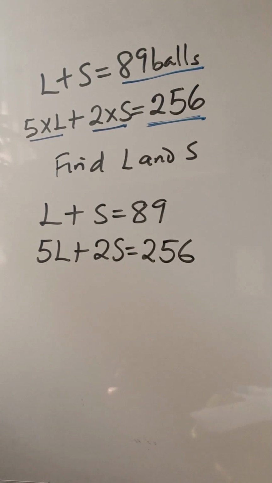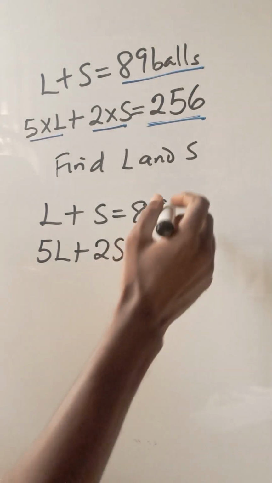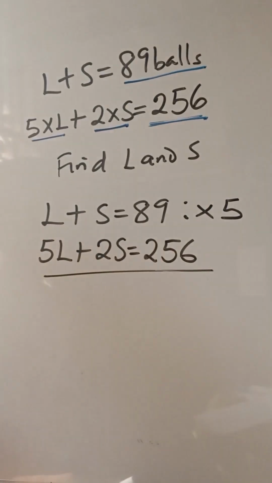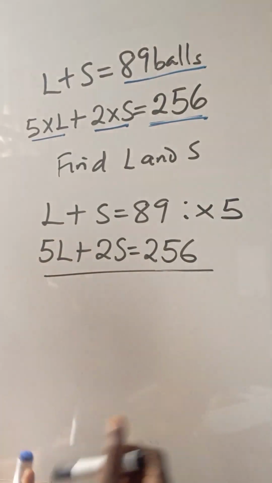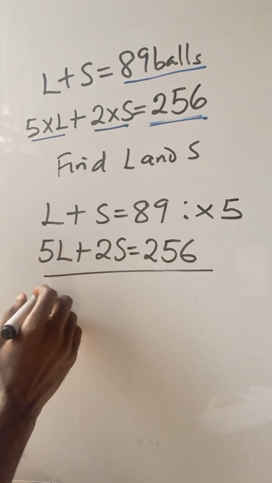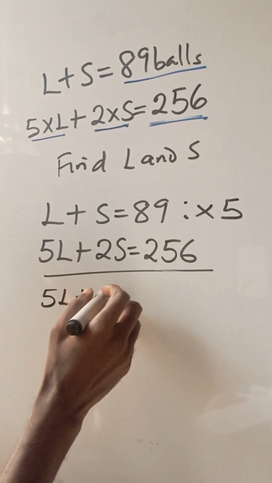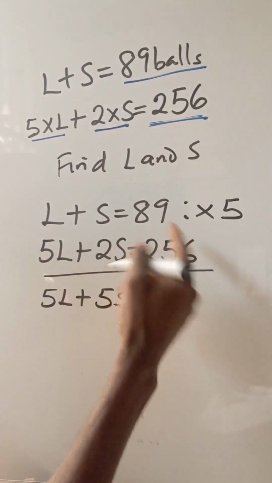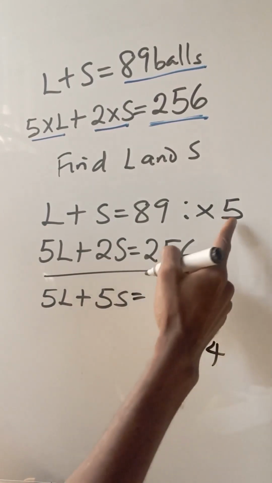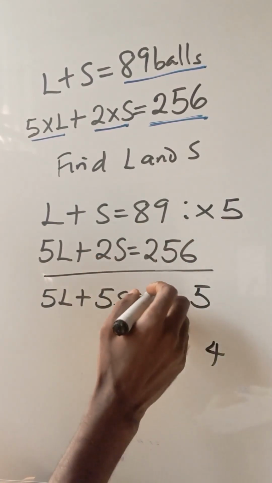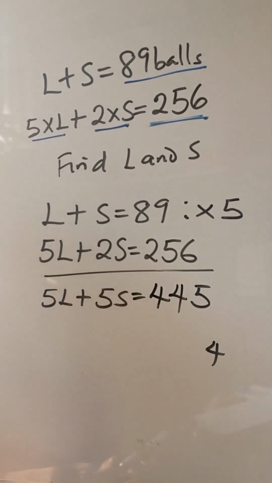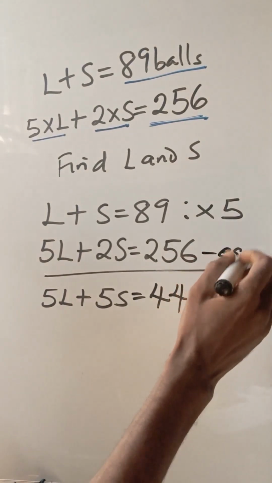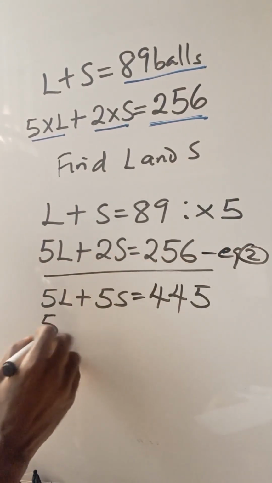So how do we go about solving this? I can say that equation 1, we can multiply all this by 5. All right, so we are going to multiply equation 1 by 5. If we multiply that, we have 5L plus 5S equals 5 times 89, which will give us 45, carry 4. 5 times 8 is 40 plus 4, so we have 445. Remember our equation 2 is this, so I'm going to write it down.